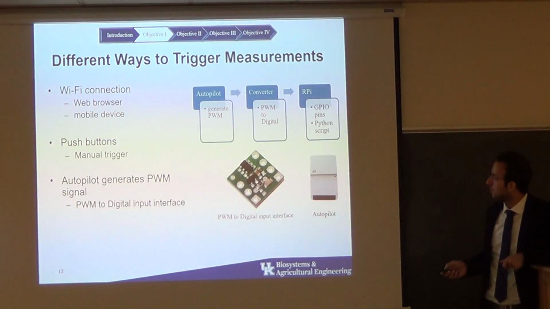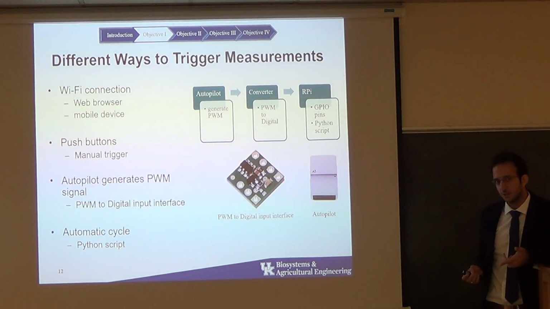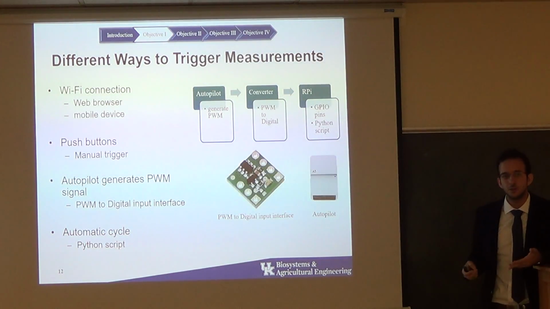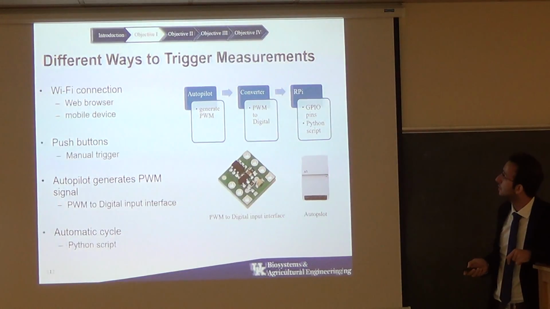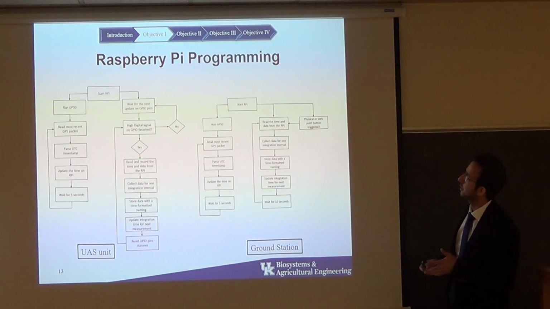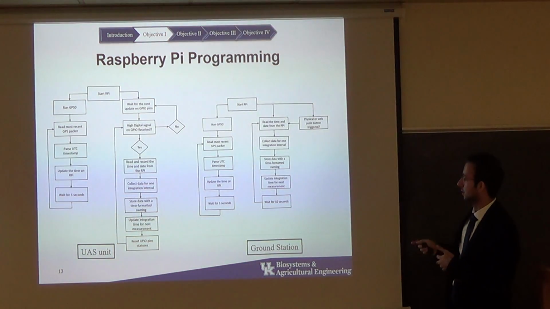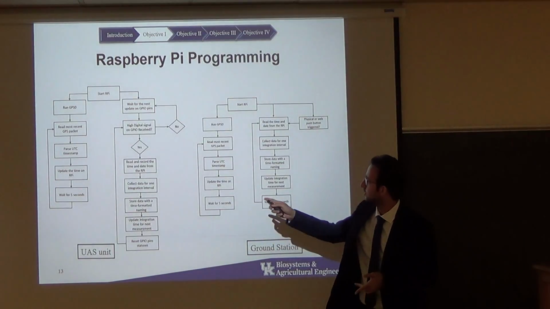And the last way would be the automatic cycle. So we're not going to wait for any signal. We take measurements every few seconds. In this slide, I'm trying to simplify the Raspberry Pi programming on both the ground station and the UAS unit. In the left part, both of them are the same.